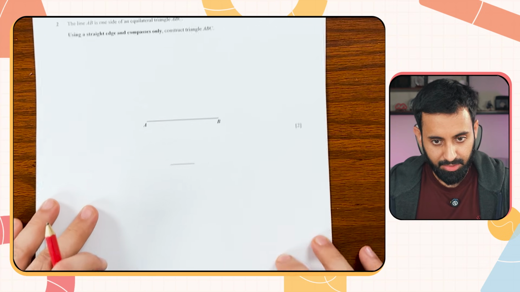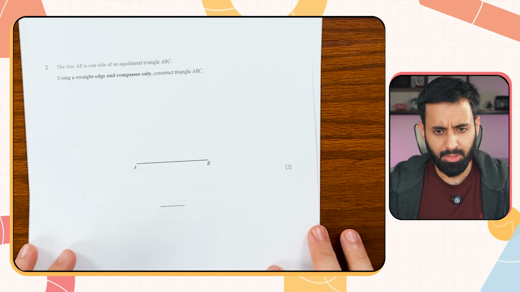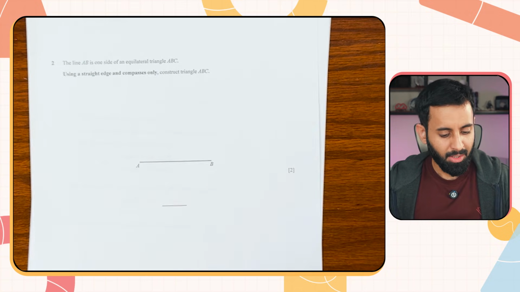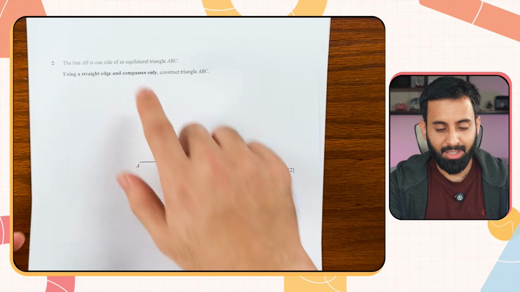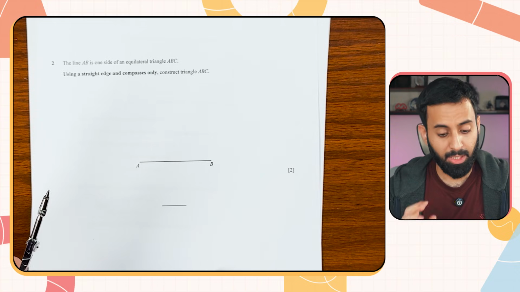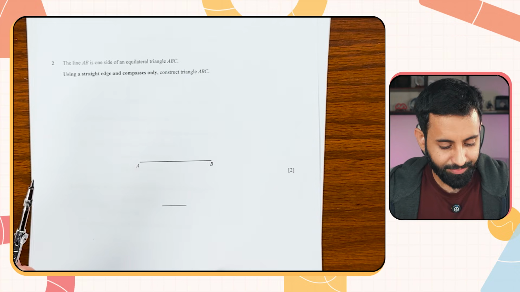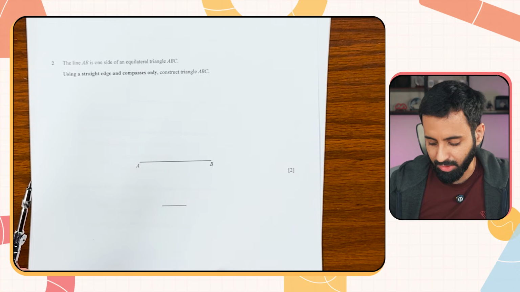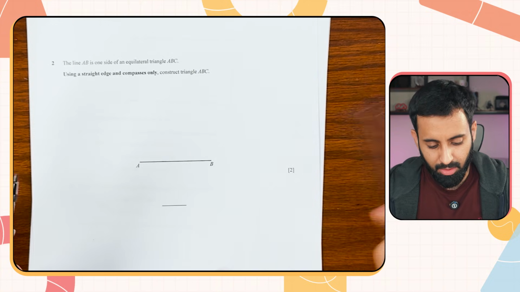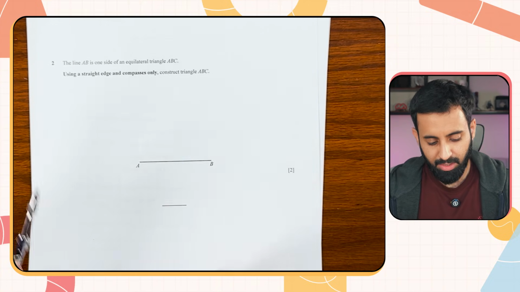Now here's another interesting question. Let me first see if it's in the frame. Yeah, it's in the frame. The line AB is one side of an equilateral triangle. Okay, equilateral triangle, and we're not given any length. Using a straight edge and compass only, that means using a scale and a compass only, construct triangle ABC.